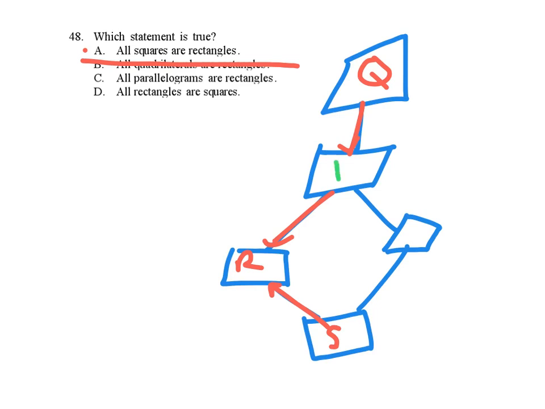The next one says parallelograms. All of them are rectangles. Again, you have to travel down to get your rectangles. So that one's going to be false, excuse me. And then the last one says all rectangles are squares. Again, to get from a rectangle to a square, you have to travel downwards. So it can't be true. So it's going to be A, all squares are rectangles.